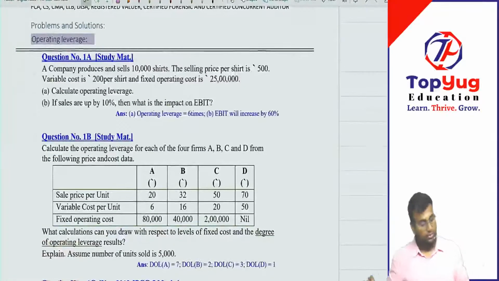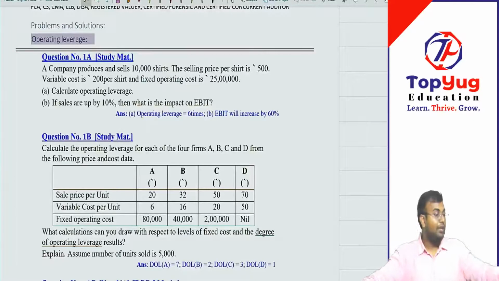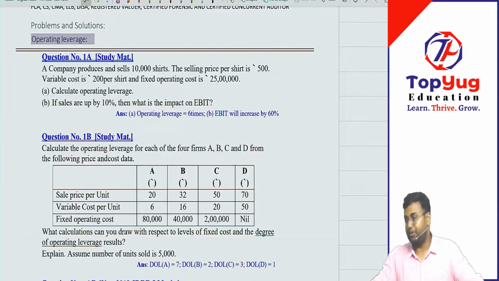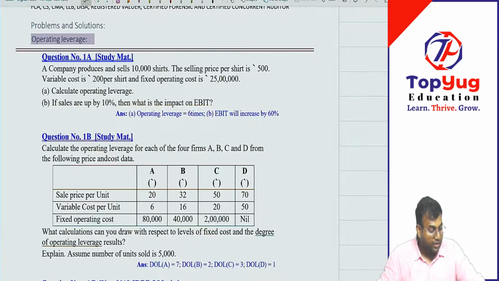Okay, let's come down. Do question 1A, study material. A company produces and sells 10,000 shirts. The selling price of the shirt is rupees 500 per shirt. The variable cost is rupees 200 per shirt and operating cost is 25 lakh. Calculate the operating leverage, and if sales are up by 10%, then what is the impact on EBIT?